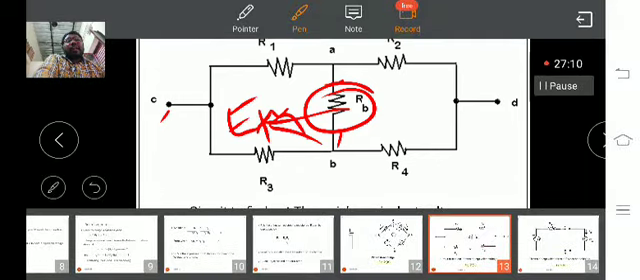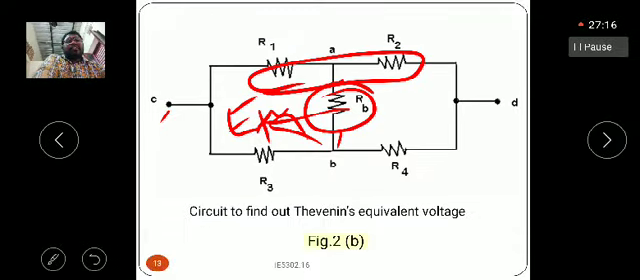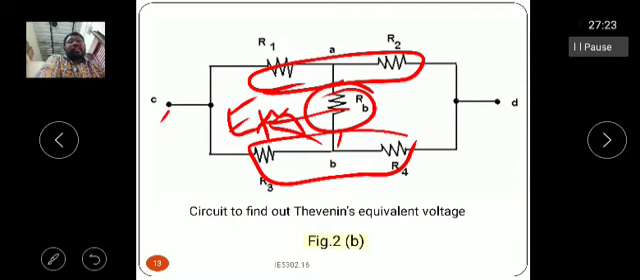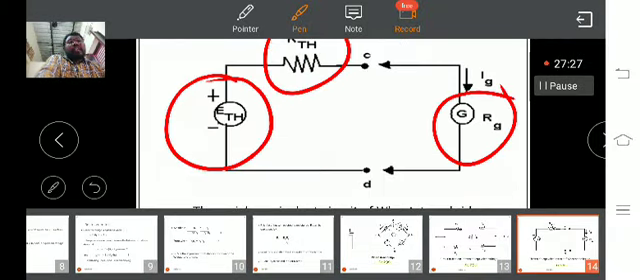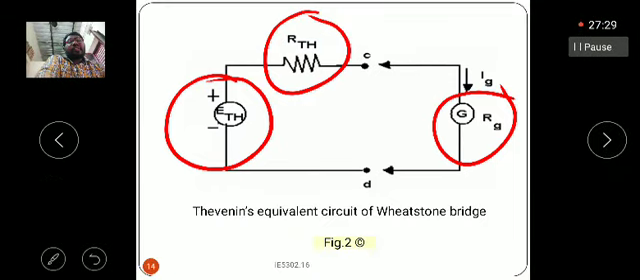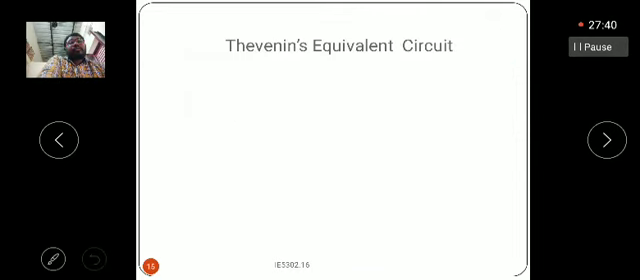Between these terminals, we have connected the two different arms. These two arms are connected in series, these two arms are connected in series, and again these two pairs are connected in parallel. Then we find the total equivalent resistance that is connected in series with the Thevenin's voltage. Here the Thevenin's voltage is connected in series with the Thevenin's resistor and in series with the galvanometer resistor. This is the Thevenin's equivalent circuit of the Wheatstone bridge.